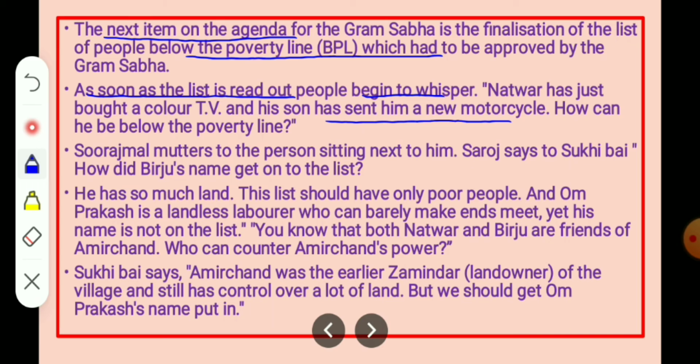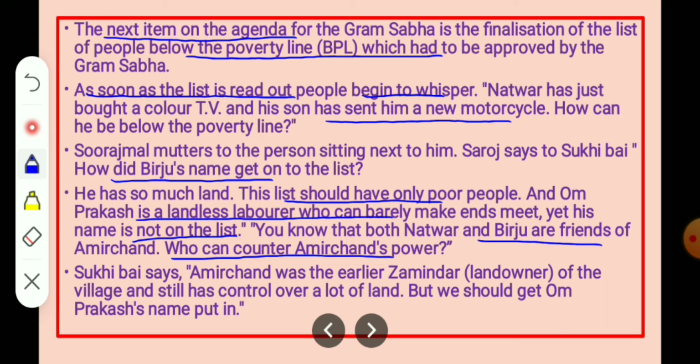Surajmal mutters to the person sitting next to him. Saroj says to Sukhibai, how did Birju's name get onto the list? He has so much land. And another member of Gram Sabha, that was Surajmal, he also mutters to the person who was sitting next to him. He said, how did Birju's name get into the BPL list? Because he has so much land. This list should have only poor people. And Om Prakash is a landless labourer who can barely make ends meet, yet his name is not on the list. You know that both Natwar and Birju are friends of Amir Chand, who can counter Amir Chand's power.